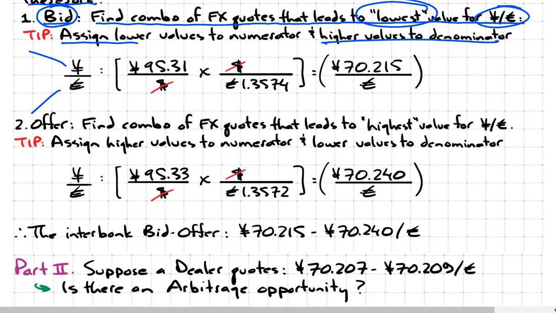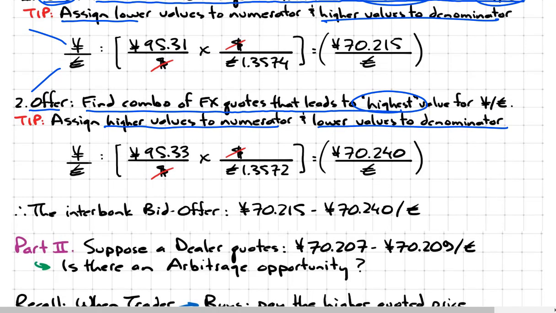So we'll be a little quicker going through this. So offer, find the combo of exchange rate quotes that leads to the highest value. So if you want the highest value for the overall ratio, you want the higher values in the numerator and the lower values in the denominator. Same setup here. The offer wants yen relative to the euro. So the euro is the underlying asset. So step one, set up the ratios.